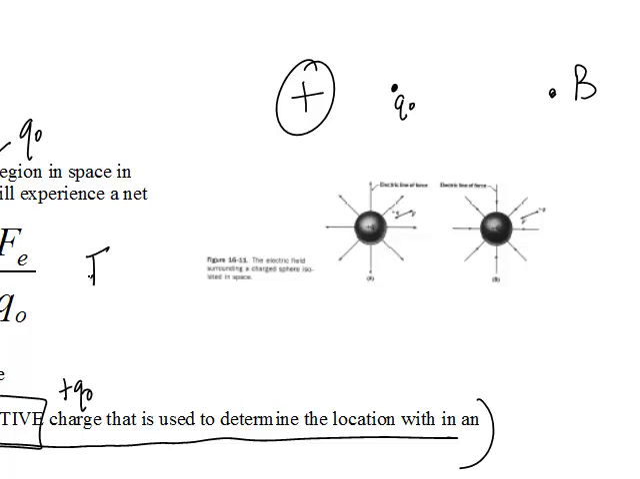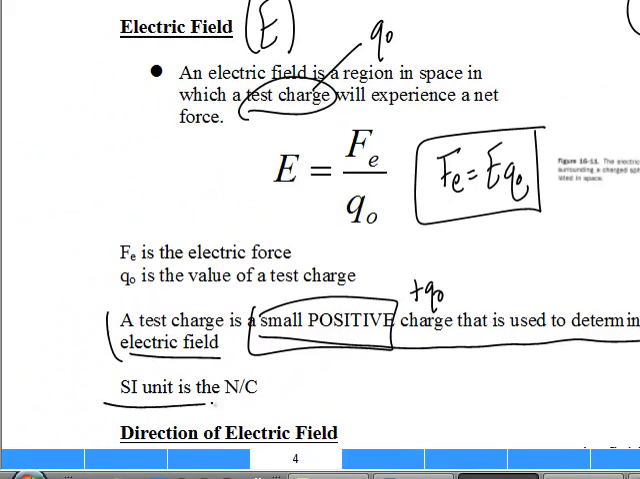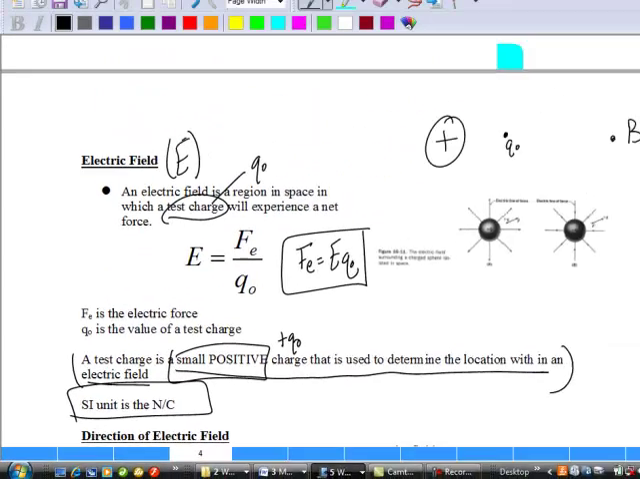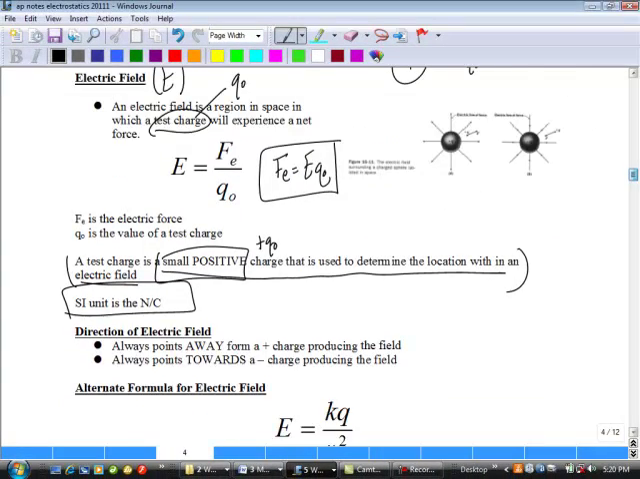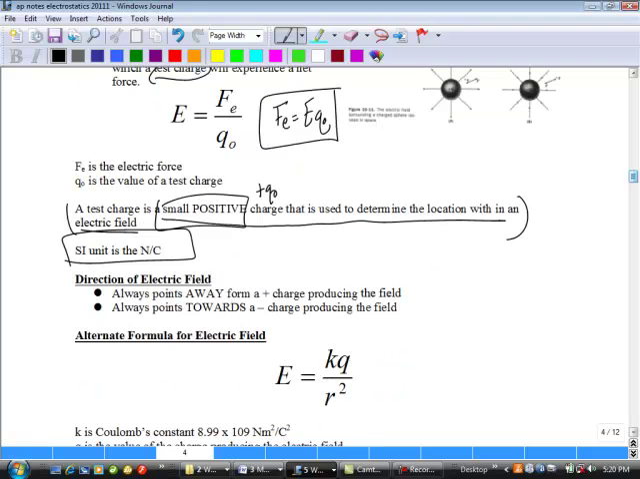Many times though, keep this in mind that the electric force is going to equal EQ. Don't forget that formula because a lot of times that formula becomes very important for you to use. Our SI unit for the electric field is newtons per coulomb. The electric field is also a vector, so we have to determine the value of what that direction will be.